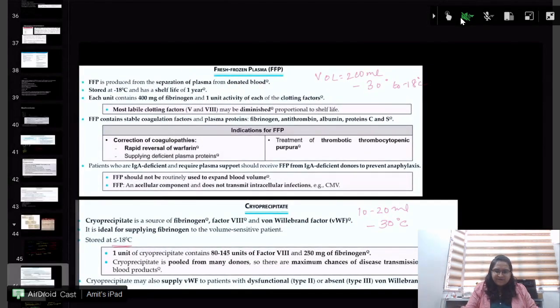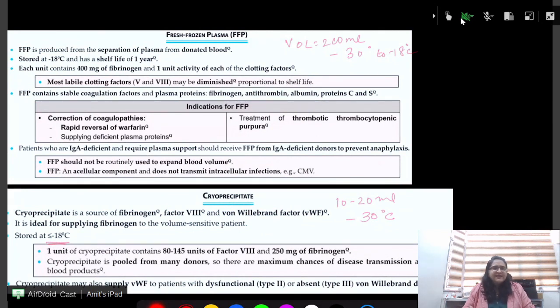Fresh frozen plasma, everyone. Now this is very important. Let us quickly revise what it is. It is produced from separation of plasma from the donated blood. It is stored at minus 18, minus 24, minus 30, whatever degrees C, and each unit will contain 200 ml. Each unit will have clotting factors, so it is given in clotting factor deficiencies. It can be given in DIC. Next, it is lacking the 5th and the 8th, so it is used for correction of coagulopathies except the 5th and the 8th. And even treatment of TTP, wherever the clotting factors are absent.